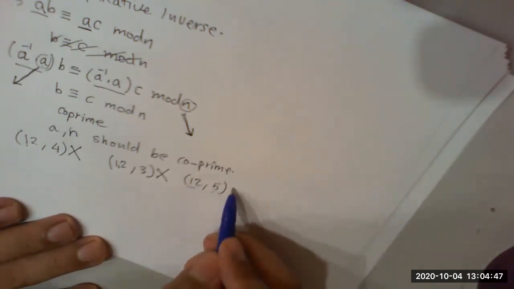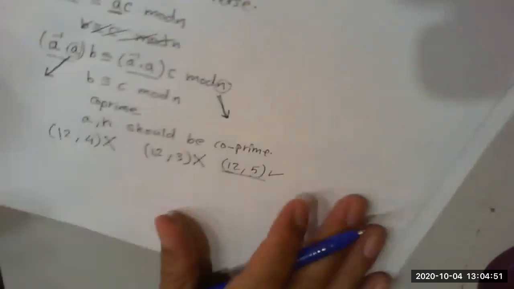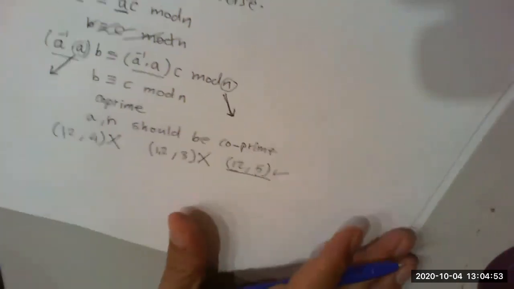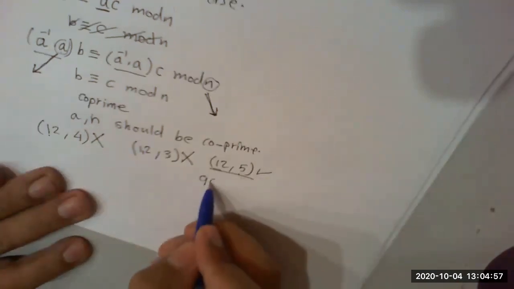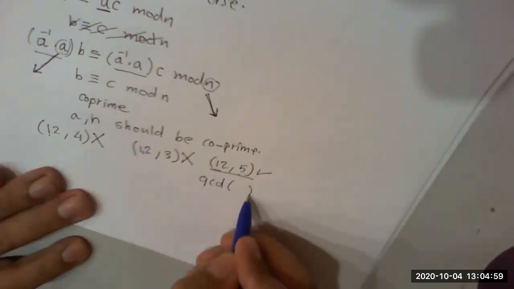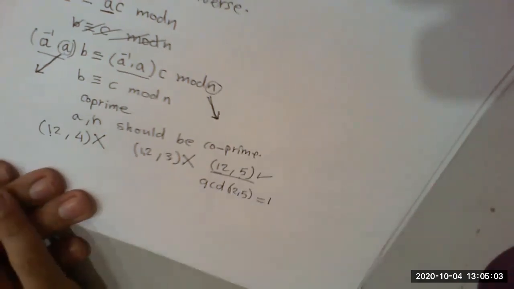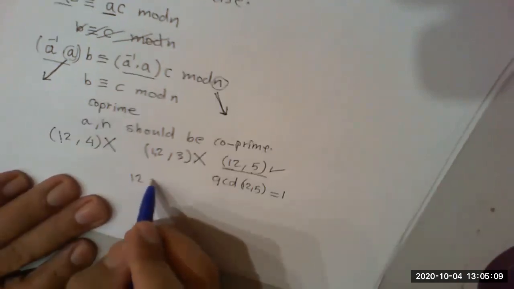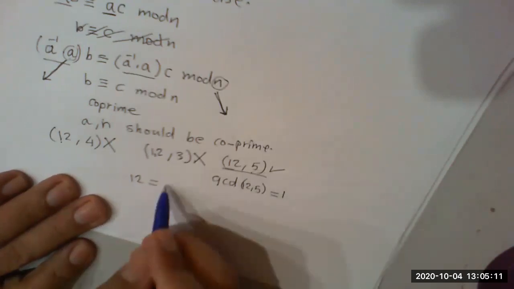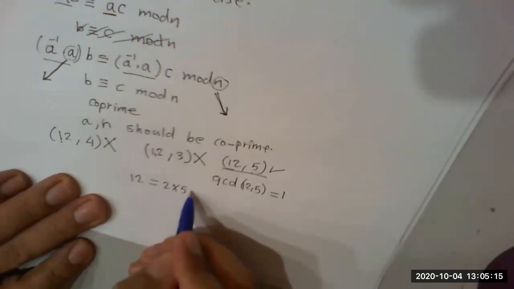This is co-prime. I told you, if you try the Euclidean algorithm, you will find that their greatest common divisor is 1. Let's have a try right now. 12 is how much of 5? It is 2 multiplied by 5 plus 2.